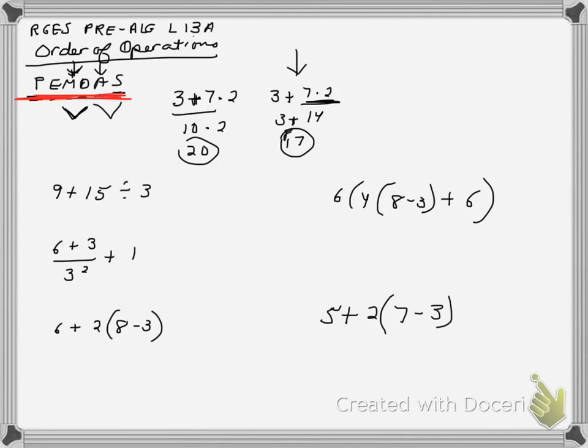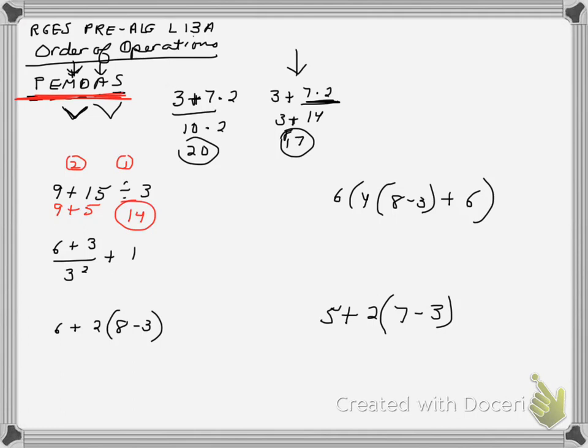So I will need to do the division first and then the addition in this first example. So I will be doing this and then this. So my first step will be 9 plus 15 divided by 3 is 5, and 9 plus 5 is 14.